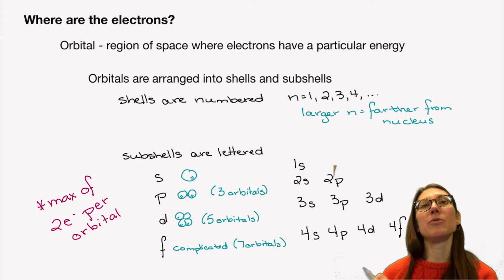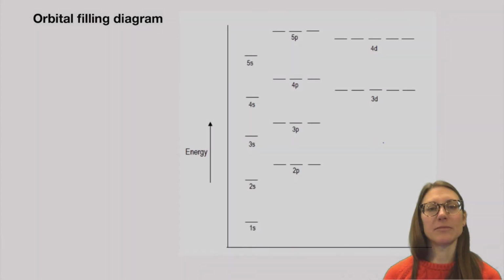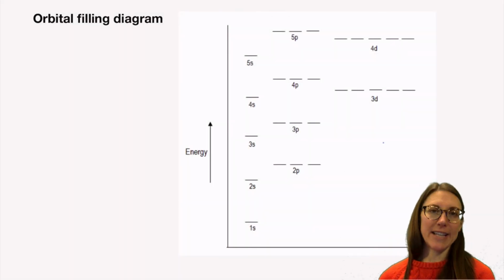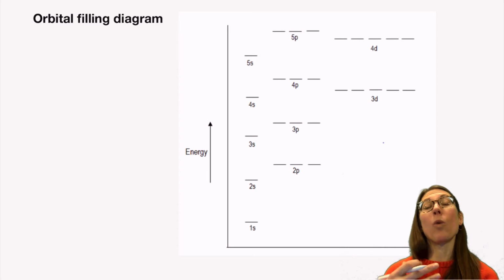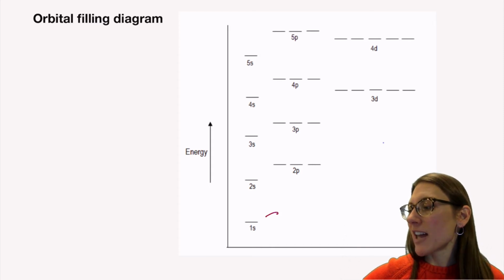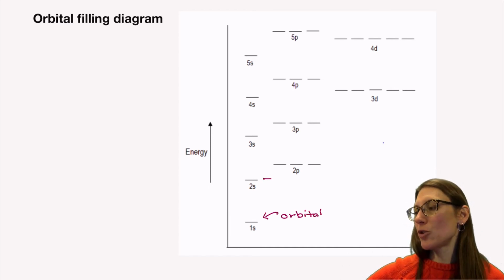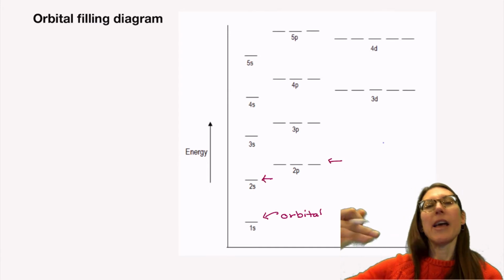What we're going to turn our attention to now is how do we keep track of where the electrons would be for any particular element, and how do we tell someone about that? This is an orbital filling diagram. It is a way to summarize what orbitals there are, their relative energies, and where we're going to find our electrons. As you look at an orbital filling diagram, each line represents an orbital. So you see that there is a 1s orbital that's available. There is a 2s orbital. There are 3 orbitals that fill the 2p subshell, and so on and so forth.